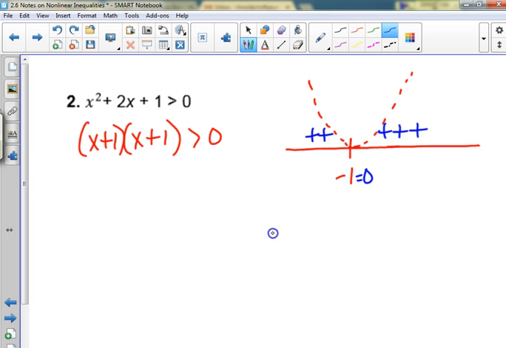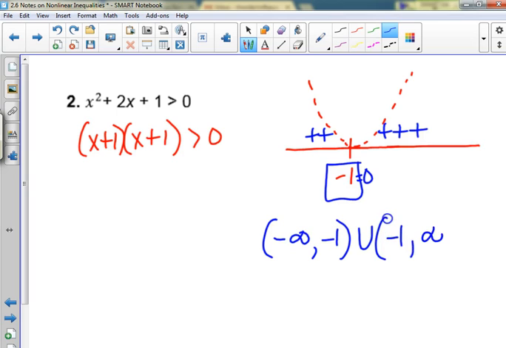So we need to say to the left of -1. How do we say that? Not including. Okay, so this means all except -1.